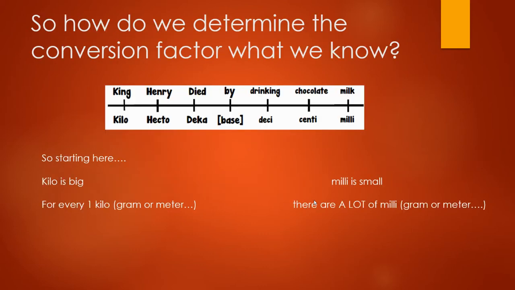So in this class we worked on using the method where we use conversion factors. If we start from this idea that kilos are big and millis are small, then for every 1 kilogram or kilometer, there are a lot of milligrams or millimeters in there. So we've got to remember which of these things are really big versus which are really small. So let's work through an example and see how this works out.